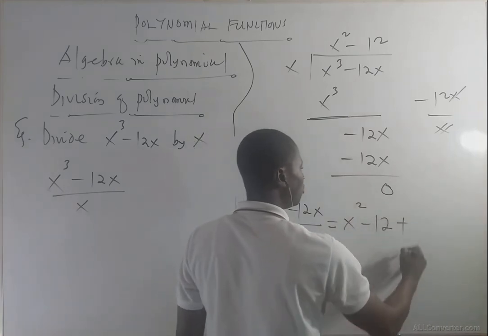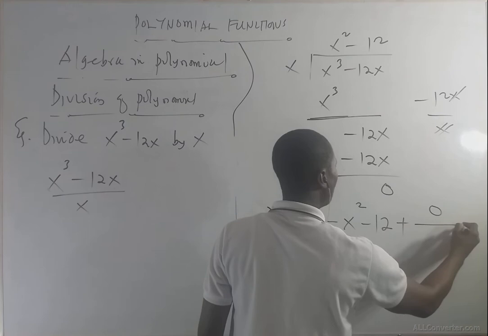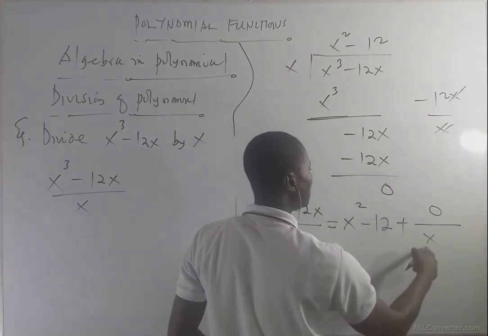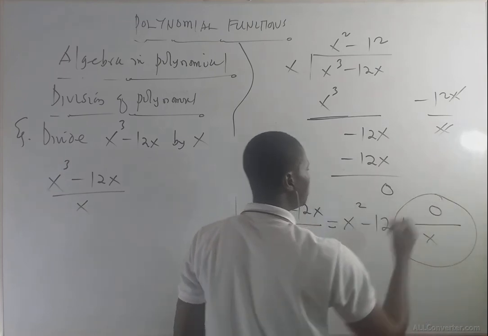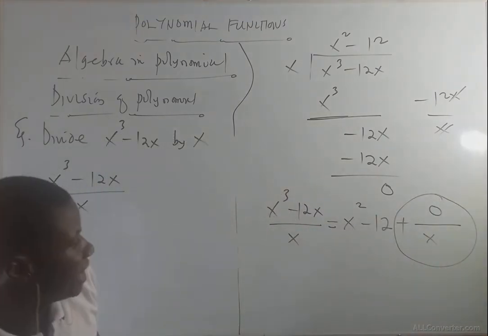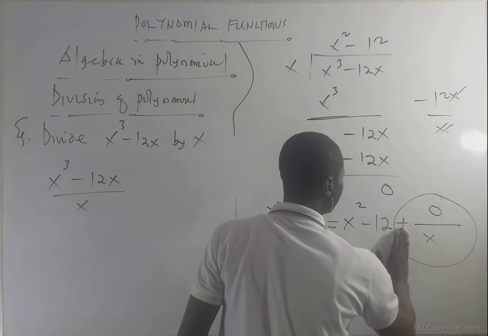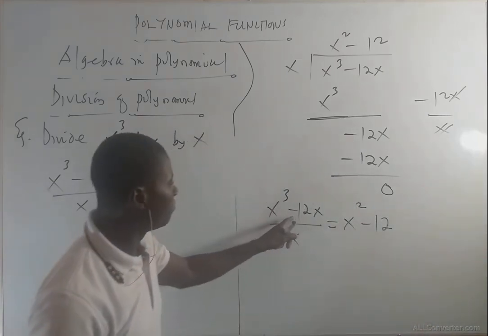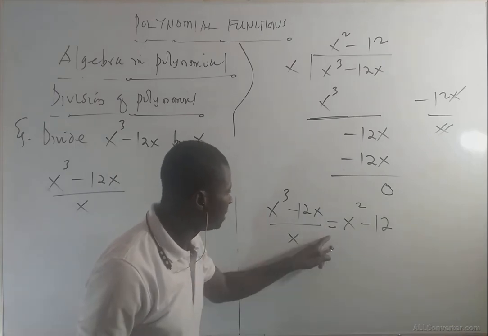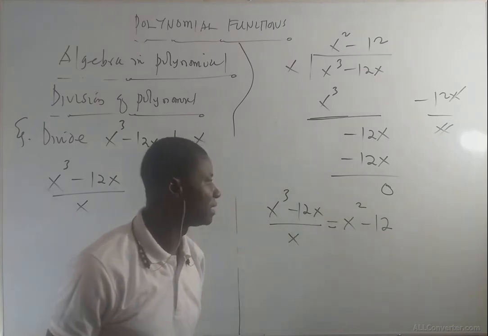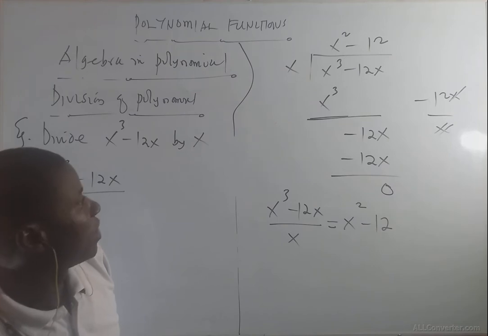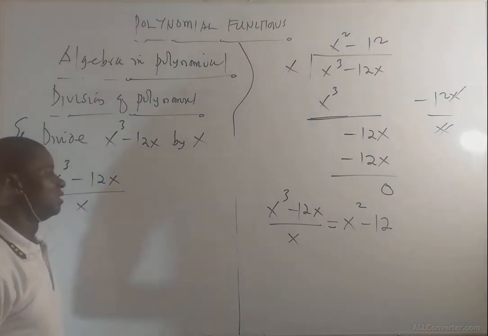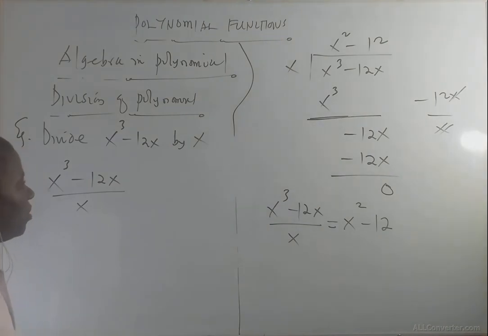Take note that it's supposed to be plus the remainder over the divisor again. But the remainder is 0. So remainder over divisor, all this term will go to 0. So there's no need bringing that term. There's no need bringing this term. So that means that x cubed minus 12x divided by x is equal to x squared minus 12. I guess you understand what we have there.